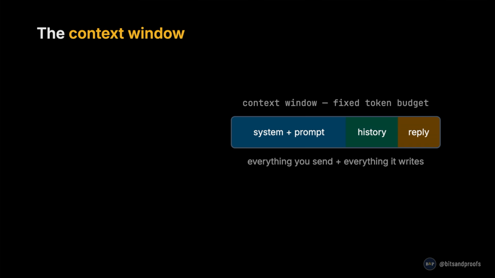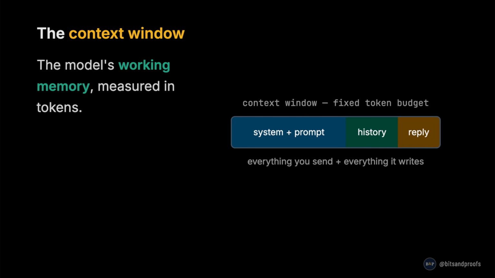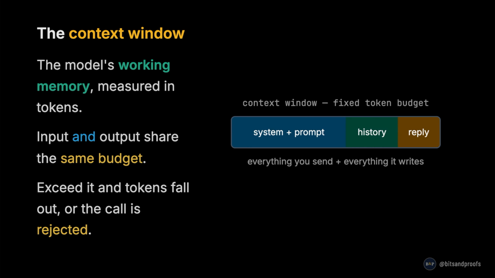Here is the first reason tokens matter: the context window. The context window is the model's working memory, and it is measured in tokens. The important part, your input and the model's output share the same budget. The prompt, the system instructions, the conversation history, and the reply all draw from one fixed pool. Go over that budget and either the oldest tokens fall out of memory or the call is rejected outright. Fitting inside the window is a token problem.